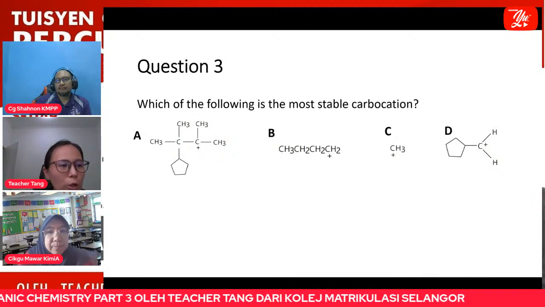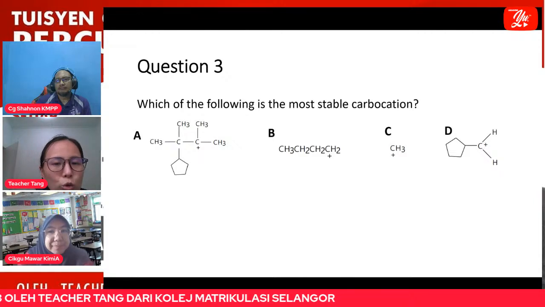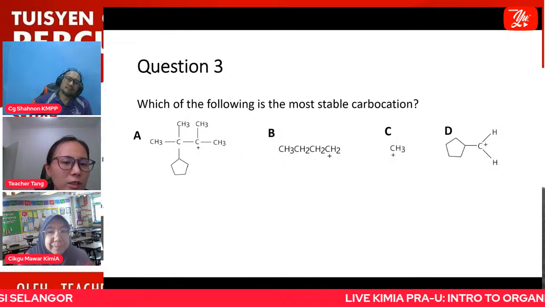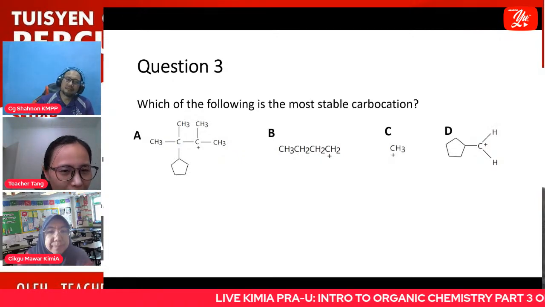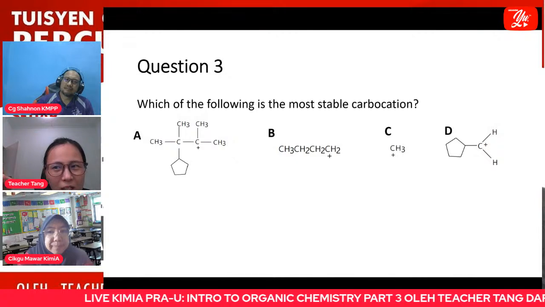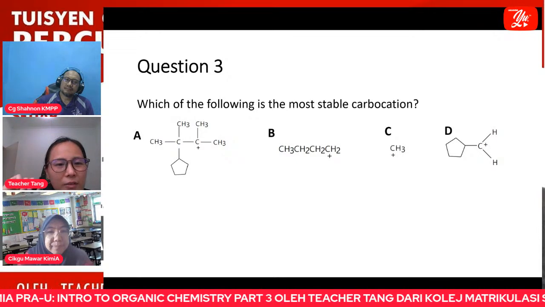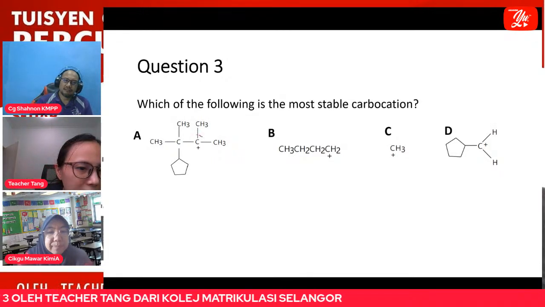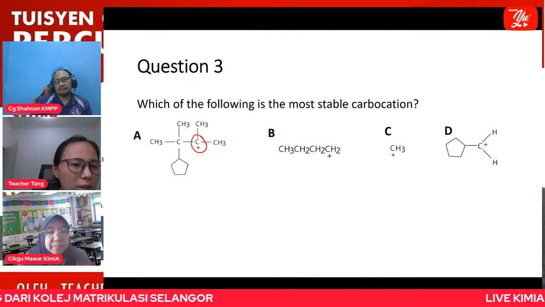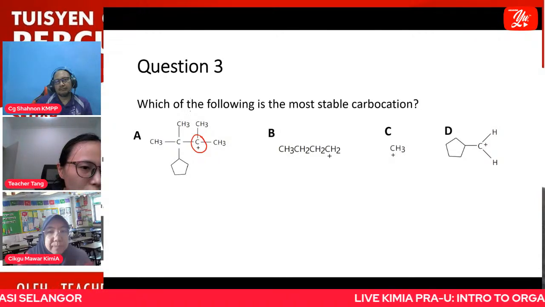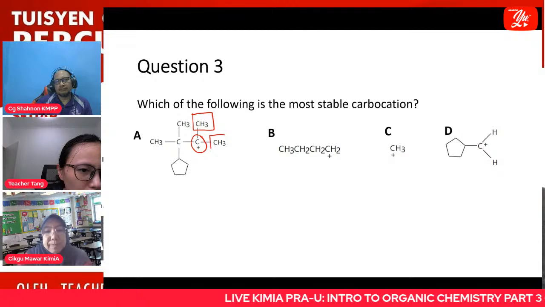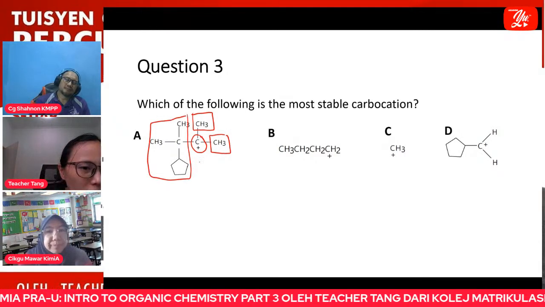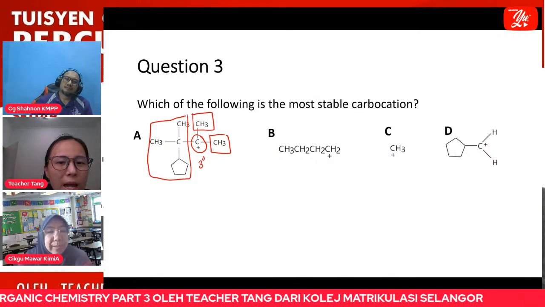In order to know which one is the most stable, you need to know the class of the carbocation first. To know the class, remember first you need to circle the reference carbon that carries the positive charge. For example, A, this is the reference carbon, attached to 1, 2, 3 alkyl groups. Therefore, this is a tertiary carbocation.